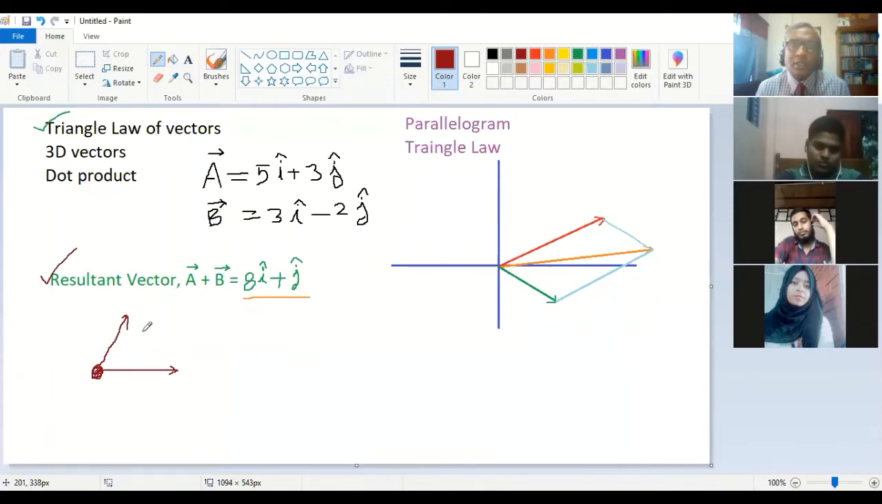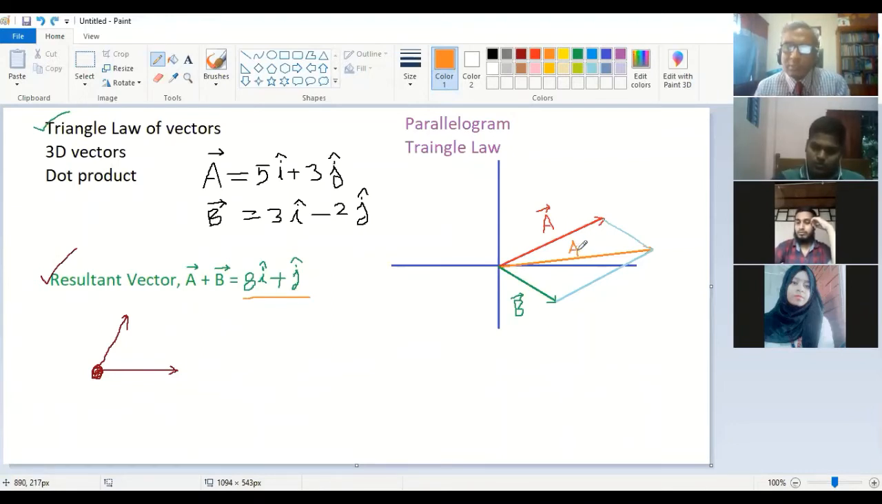So in this case, what is happening? We have one vector, it is A. We have another vector, it is B. And we have the drawing here according to the given vectors. And we have the parallelogram here. And we see the resultant vector is actually A plus B. This is the orange color line. Okay, A plus B is actually the orange color line.